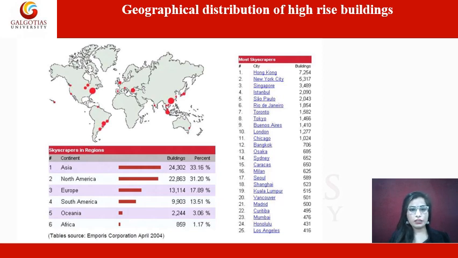So you can see the geographical distribution in the world. This is the skyscrapers by region: Asia, North America, Europe, South America, Oceania, and Africa, and how many high-rise buildings there are, and these are the percentages of the high-rise buildings. So you can see most of the skyscrapers in different countries and cities, and the number of buildings. So this is the geographical distribution of the high-rise buildings.